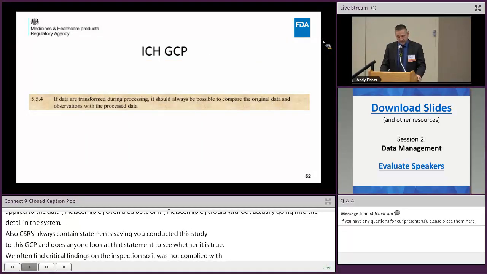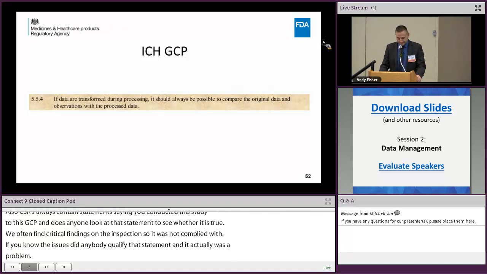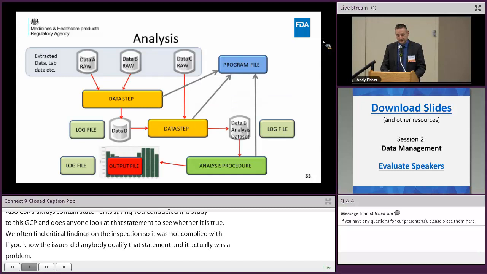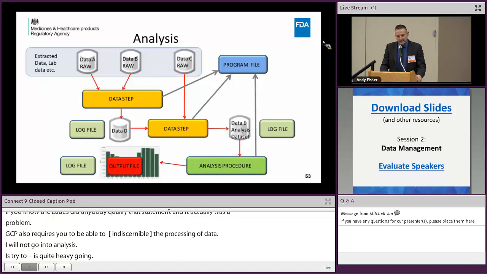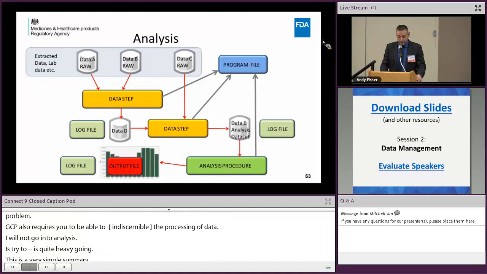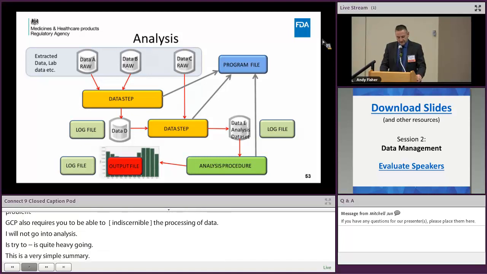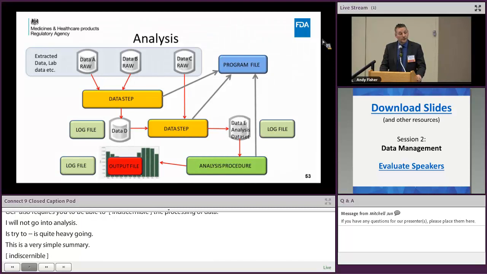GCP also requires you to be able to trace the processing of data. I'm not going to go into stats analysis now because that's quite heavy going, but this is a really simple summary of statistical analysis, whereby you're taking raw data, applying programs to do data steps, creating new data sets, and applying programs to do analyses. These are the sorts of programs that would create your CDISC data sets, for example. It should be possible, through your retained documentation and programs, to track data through all these processes. So we should be able to go from the CSR backwards, or from the raw data in the database forwards.